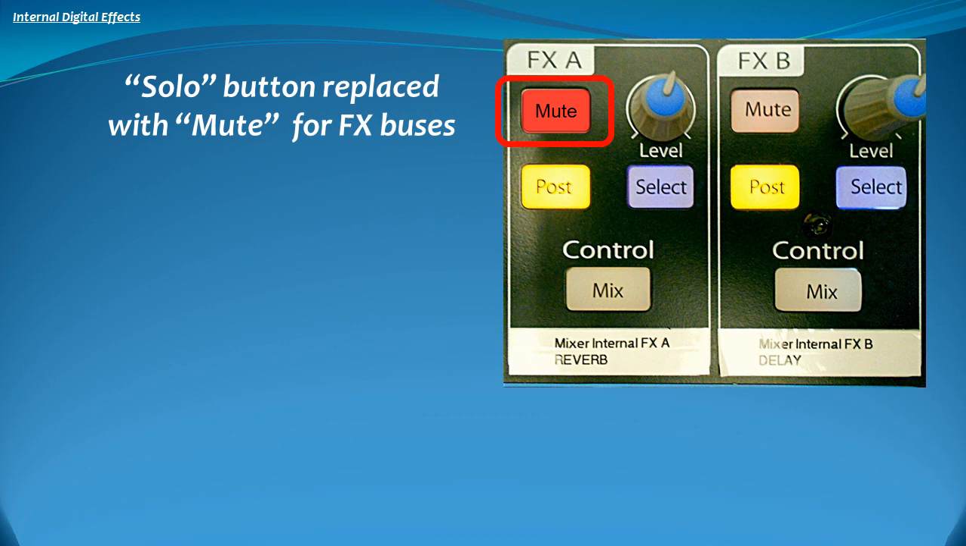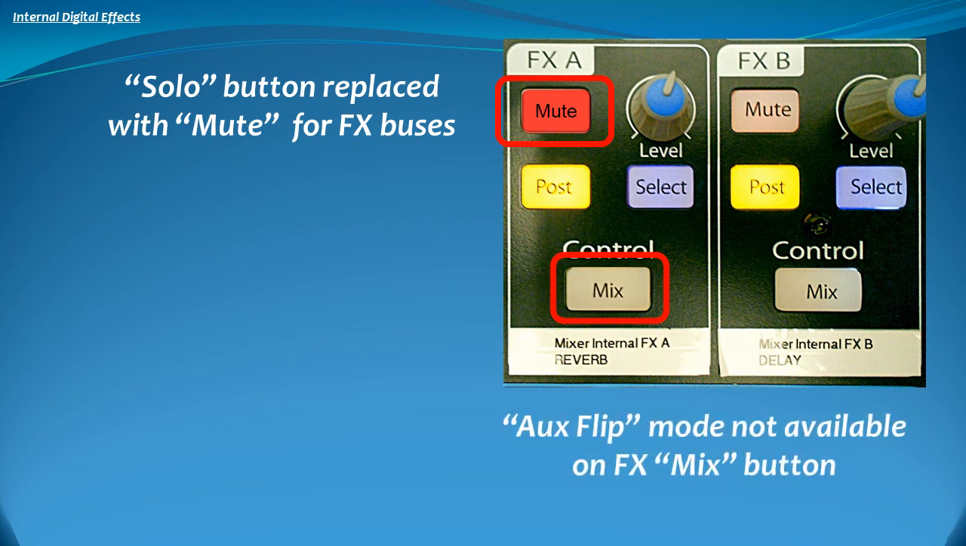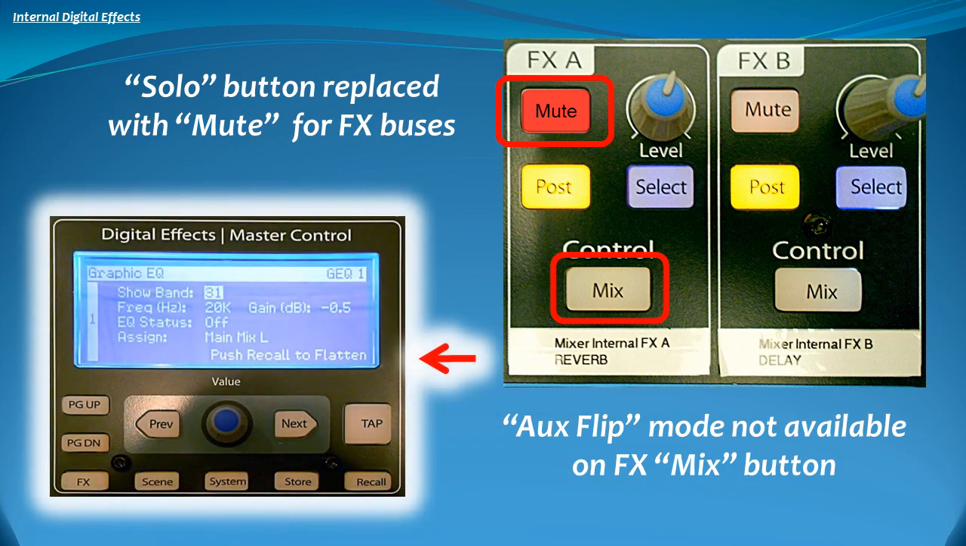The mute button kills the output of the FX bus without having to turn down the FX output knob. Another notable exception is that the FX bus mix button will only allow a single push to activate it. The next push will turn it off. This is because aux flip mode is not available on the FX buses. The choice of effects, such as reverb, delay, etc., is made through the master control section of the SL24.4.2. Since each FX bus can have its own effect selection, two independent effects can be used simultaneously.